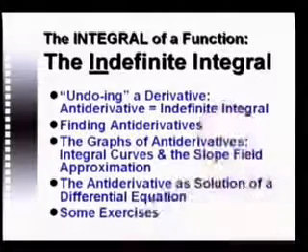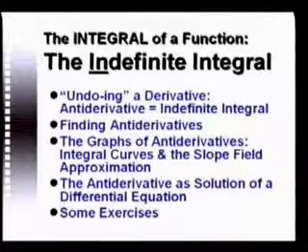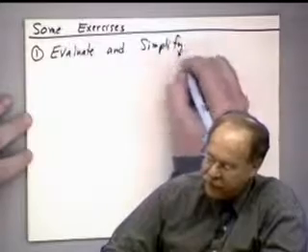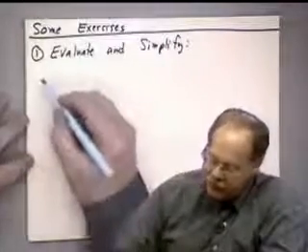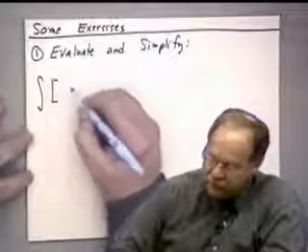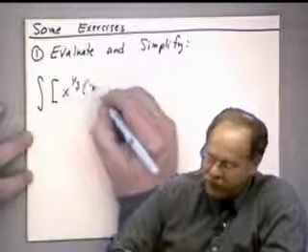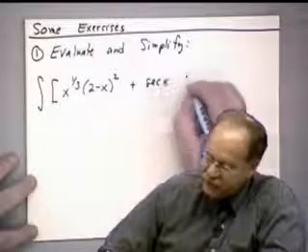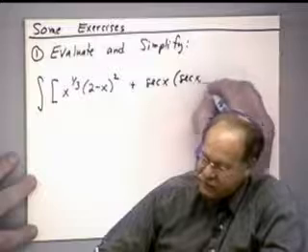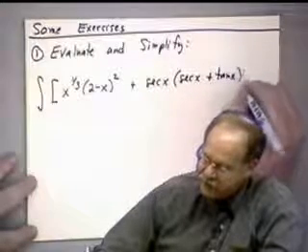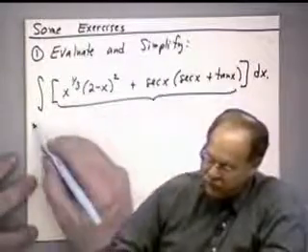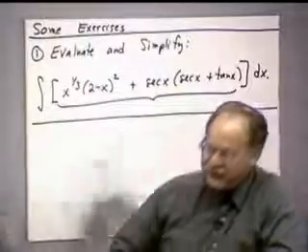Exercises. Time to do a couple of those on your own. Let me pose this one to you. Evaluate and simplify to some reasonable level the following indefinite integral. The indefinite integral of x to the 1/3 power times (2 minus x) quantity squared plus secant x times the quantity secant x plus tangent x, and this is all under the integral sign. So this is your integrand, this entire long function. So give that one a try and see what comes up.